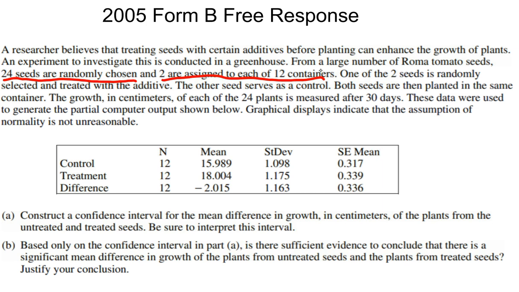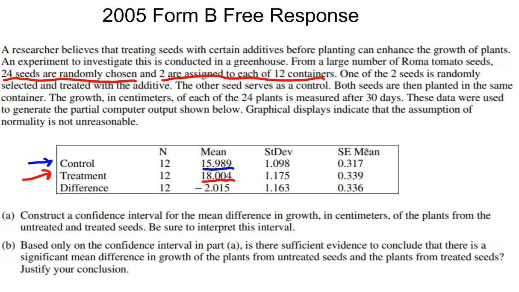And what you'll notice here, if we look at the data, we have the control group, which is the group of seeds that did not receive the enhancement additive, we'll call it. Underneath that, we have the treatment group. This group of seeds did get the actual additive. And if you compare the means, the mean here 18.04 to the mean above it 15.989, that might lead us to believe that this treatment is actually causing a higher average amount of growth than just nothing at all. We have our standard deviations, and we even have our standard errors over here.